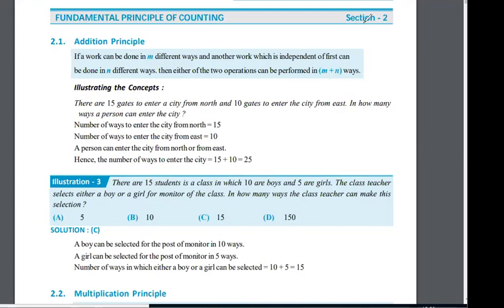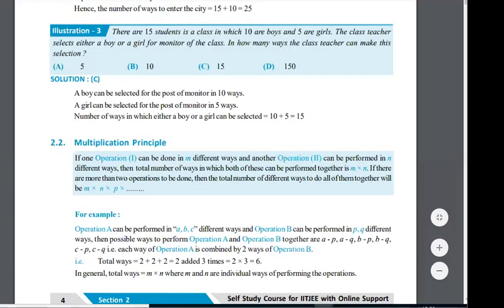Now, when we talk about the multiplication principle, if again we have two operations, one which can be done in m ways and operation two which can be done in n ways, or if you have operation three, any number of operations, if you have to do all the operations, like operation one and operation two and operation three, you will just multiply the number of ways, right, everyone? Yes, very good.